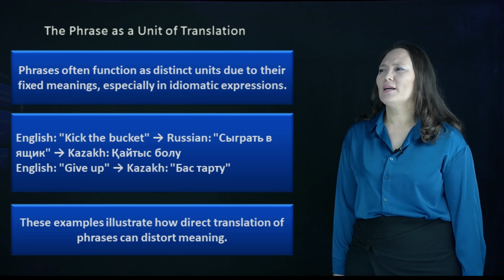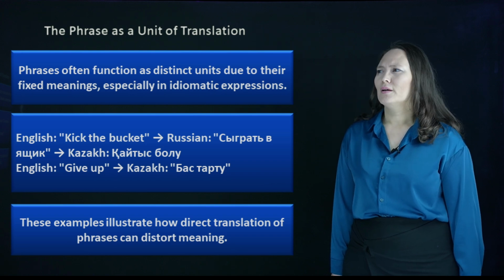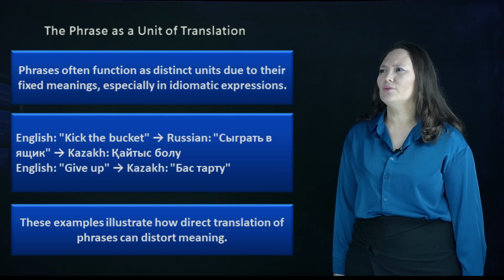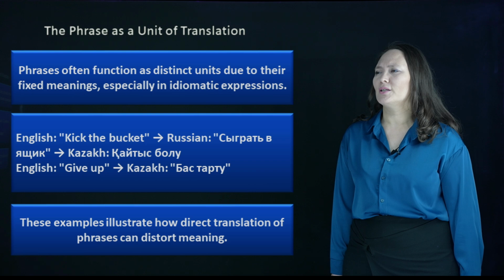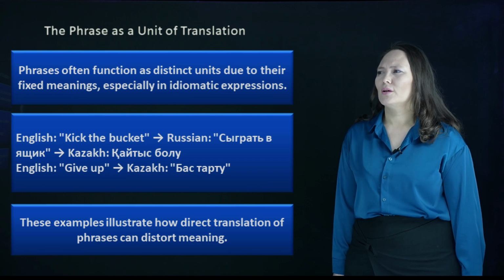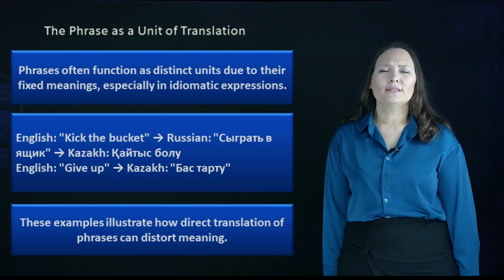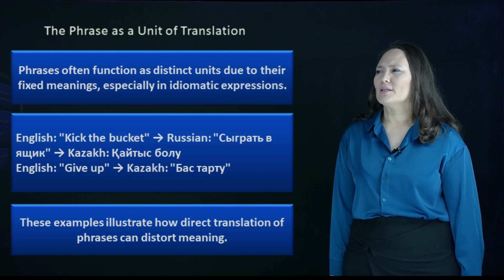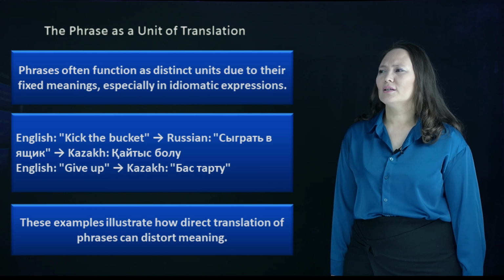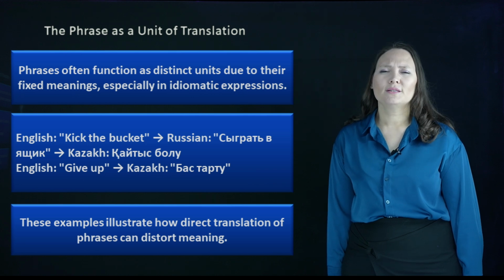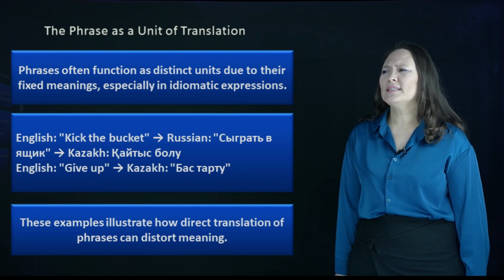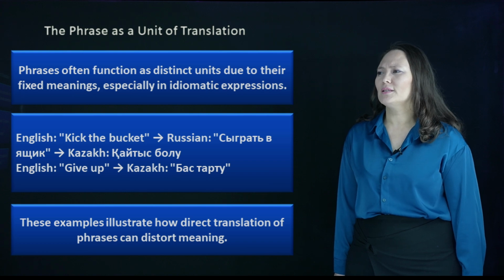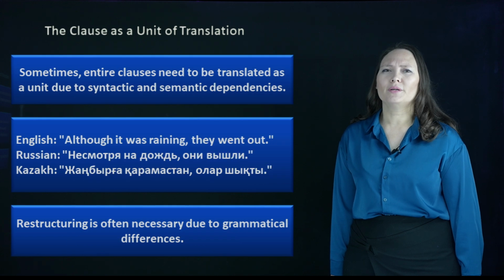Let's talk about the phrase as a unit of translation. Phrases often function as distinct units due to their fixed meanings, especially in idiomatic expressions. For example, the English idiom kick the bucket will be translated as сыграть в ящик in Russian, and in Kazakh it means qaytys bolu. There is another one, give up, which means in Kazakh pas tartu. These examples illustrate how direct translation of phrases can distort meaning.